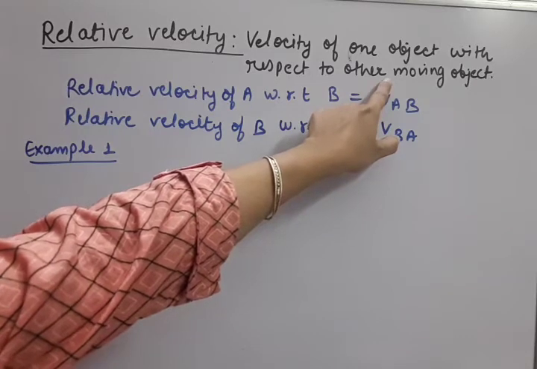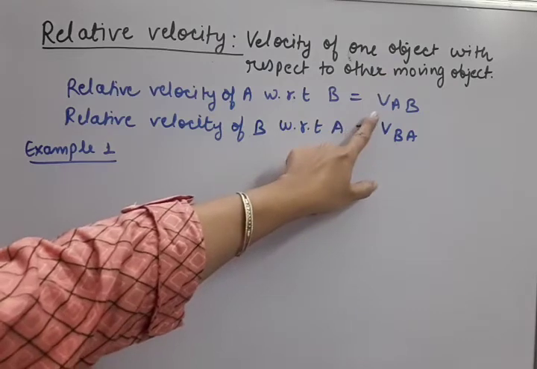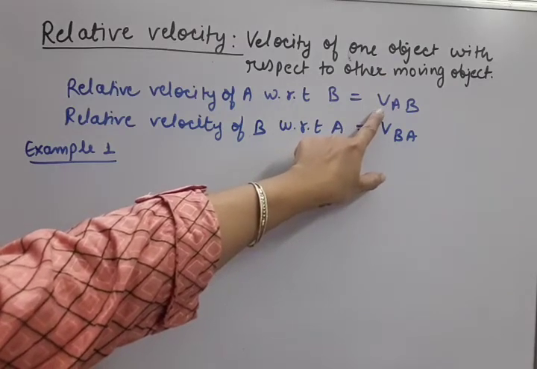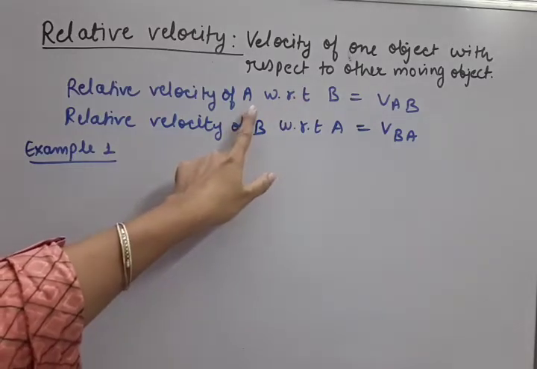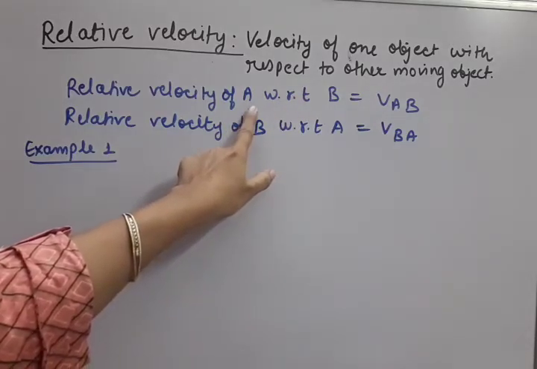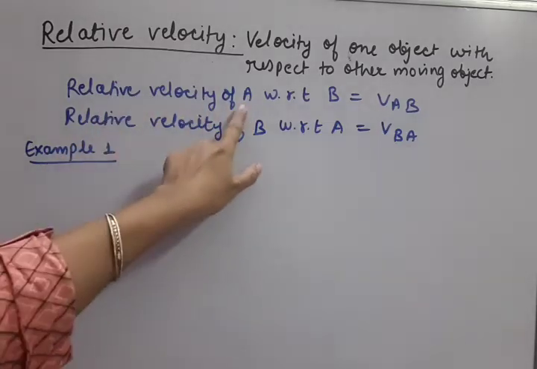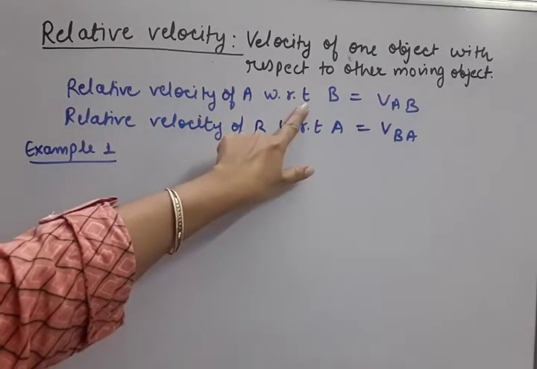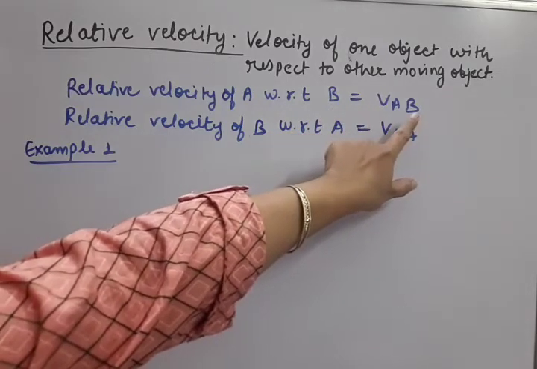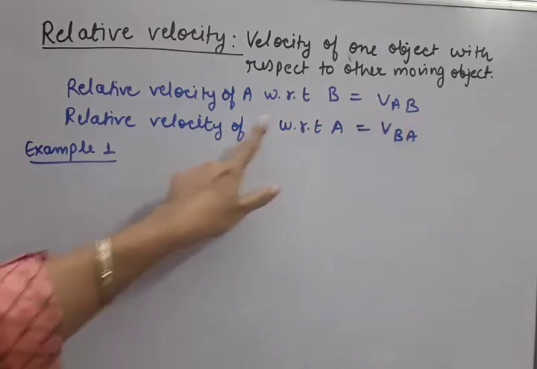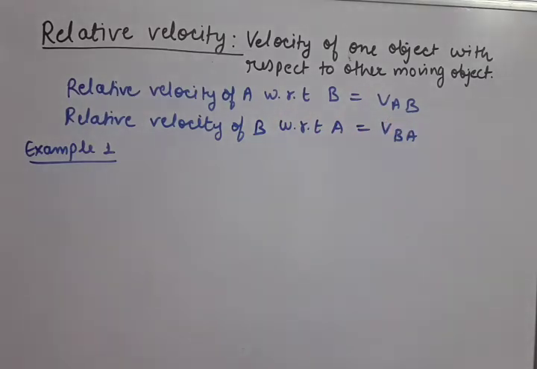We will understand it with the help of some examples. First of all, we will understand how to write the relative velocity. What is the term used for it? So students, we will always be taking here two objects which are already moving. The relative velocity of A with respect to B is written as VAB. The sequence matters. Sequence is important.